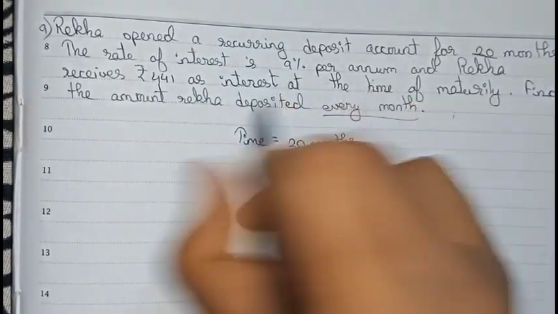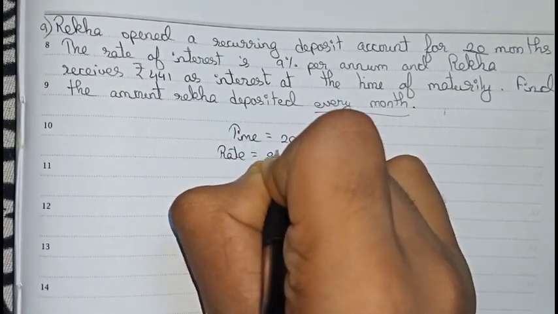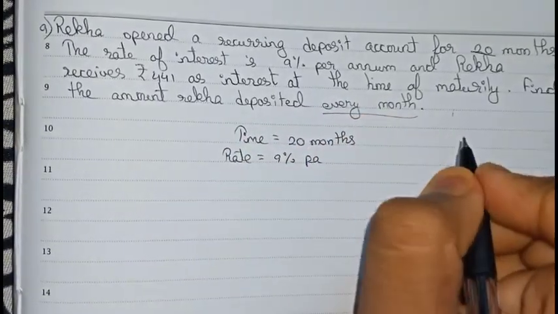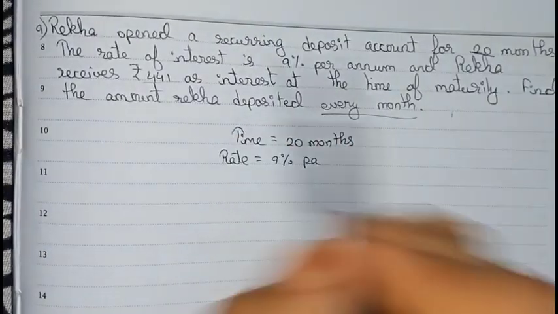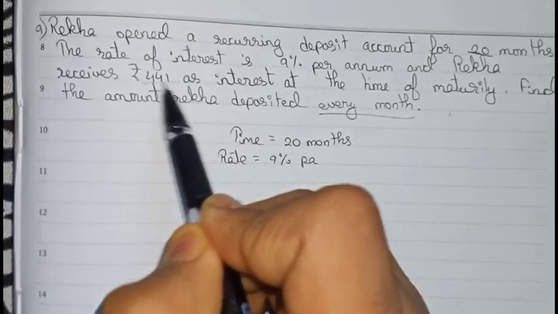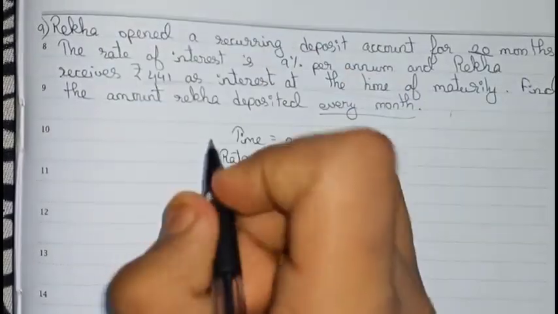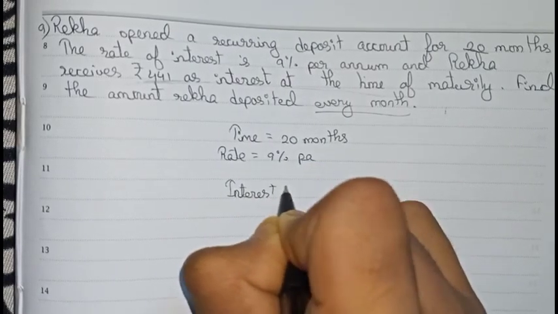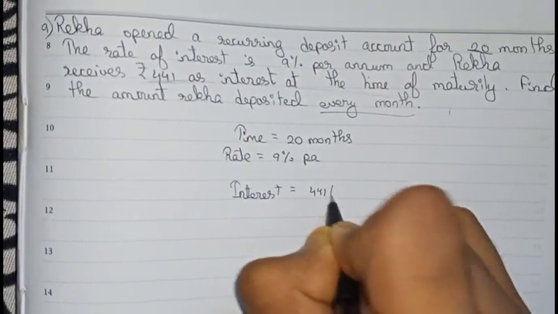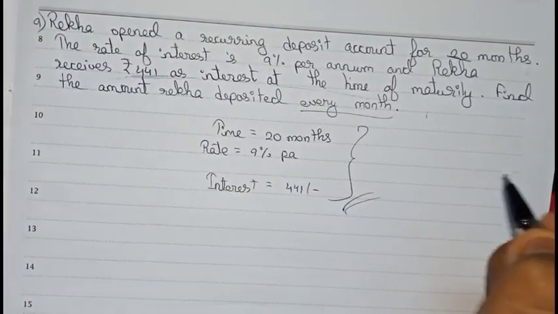Then 9% per annum interest is given. The rate is equal to 9% per annum. And interest is given. It is written that C receives rupees 441 as interest at the time of maturity. So this is the interest. So with this information only we can find out the principal.